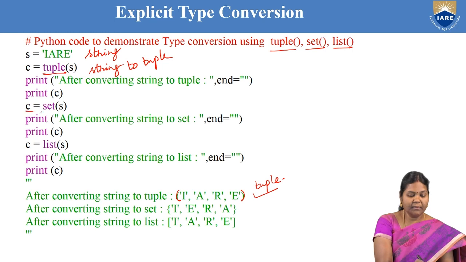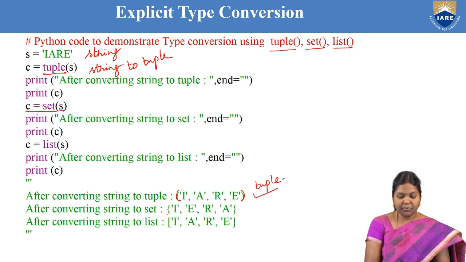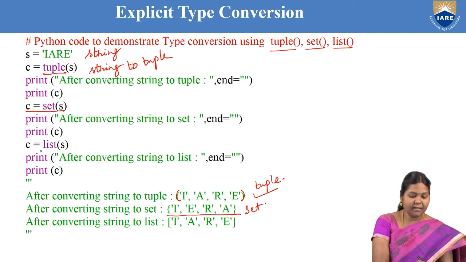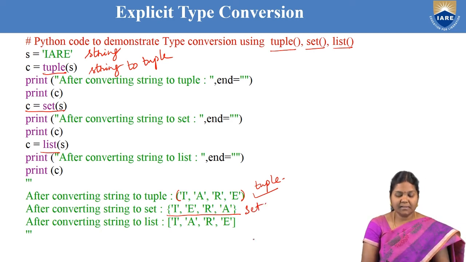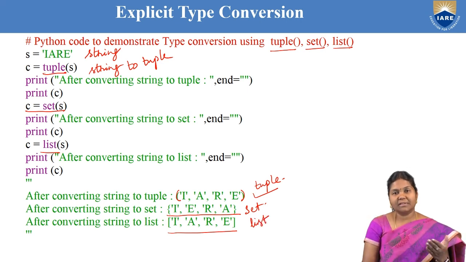Similarly, here we are converting into a set. You can see here that a set is an unordered collection. So the order of IARE depends on the execution. This is a set over here. Similarly, here we are converting into a list. You can see that it is an ordered collection of elements. So this is a list. This way a string is converted into a tuple or set or list in Python. This is called explicit type conversion.